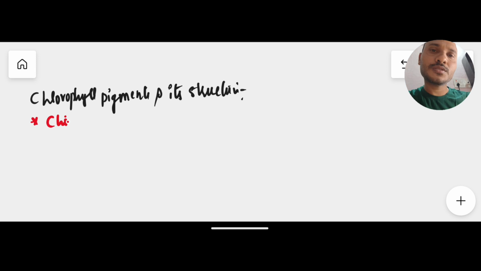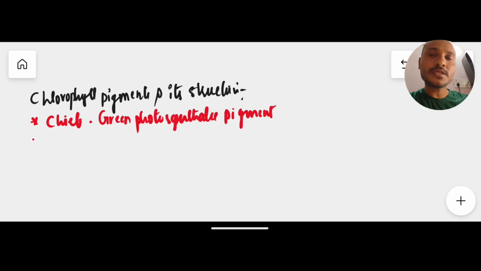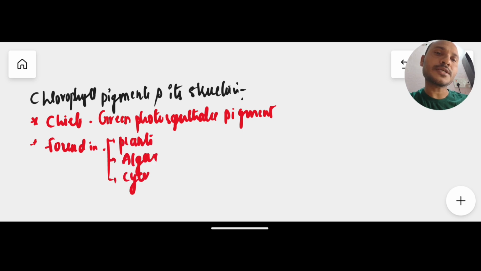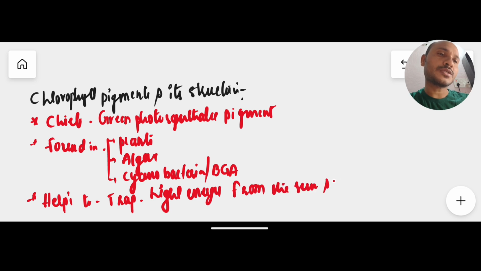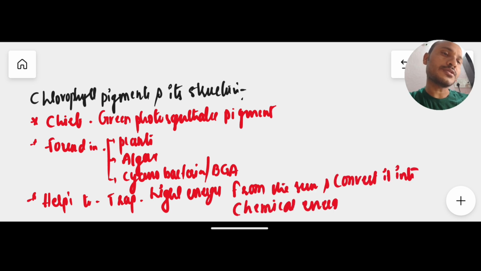Chlorophyll is the green photosynthetic pigment. These pigments are generally found in plants, algae, and cyanobacteria. Cyanobacteria are also called blue-green algae, or simply BGA. The chlorophyll pigment helps to trap light energy from the sun and convert it into chemical energy, that is, in the form of ATP and NADPH during photosynthesis.